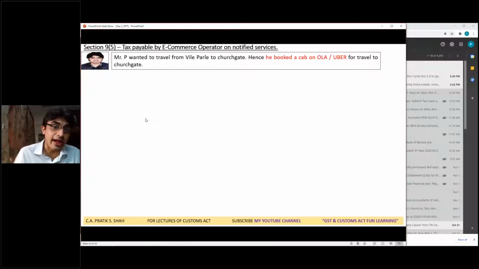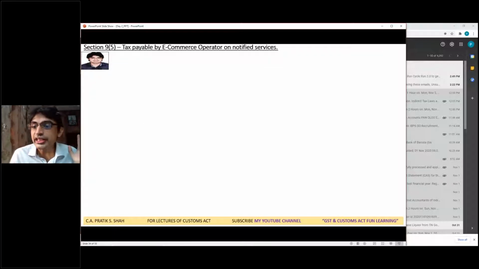Section 9 subsection 5. Tax payable by e-commerce operator. An 8 marks short note had come. 8 marks. Tax payable by e-commerce operator on notified service.